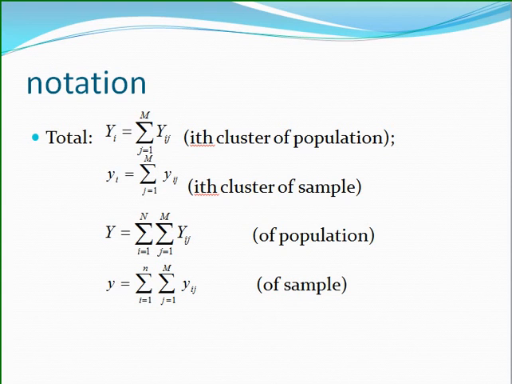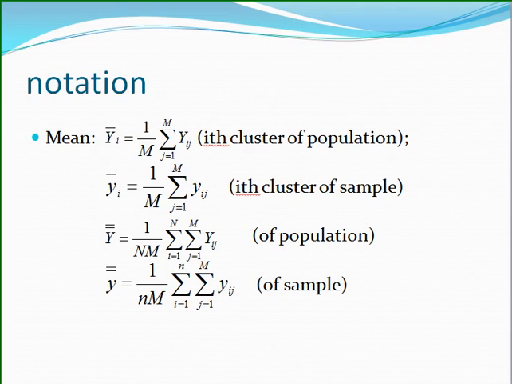The ith cluster has its own total value, and the population also has this value. The ith cluster's total value is Yi, which is equal to all units inside the cluster added together, and the same for the population: adding all units inside the population together, we get the total value of the population. For the sample, it is just small y.